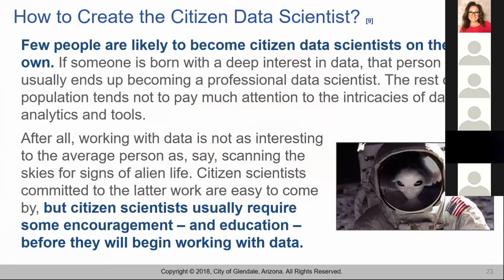People are probably more interested in scanning and looking at things like alien life, Area 51, or who's out in space, and they're committed to that. But citizen scientists usually require some encouragement and education before they can begin working with data, and that's where our responsibility comes in.